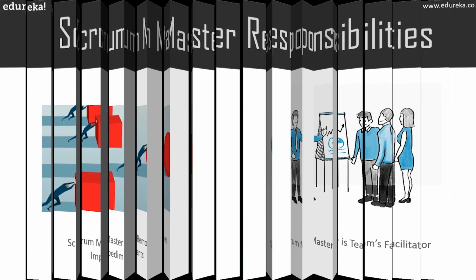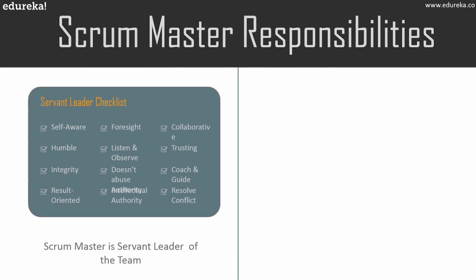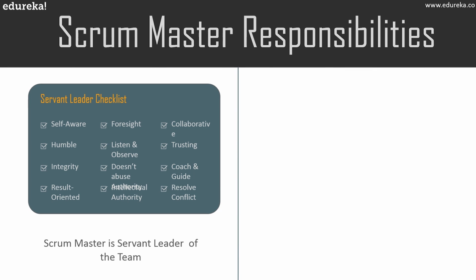This way, a Scrum Master is the team's facilitator. The most important thing is the Scrum Master as a servant leader. Servant leadership mainly focuses on collaboration, trust, empathy, and the usage of power ethically. The Scrum Master is often called the servant leader of the Scrum team. So, as a servant leader, what does the Scrum Master actually do?